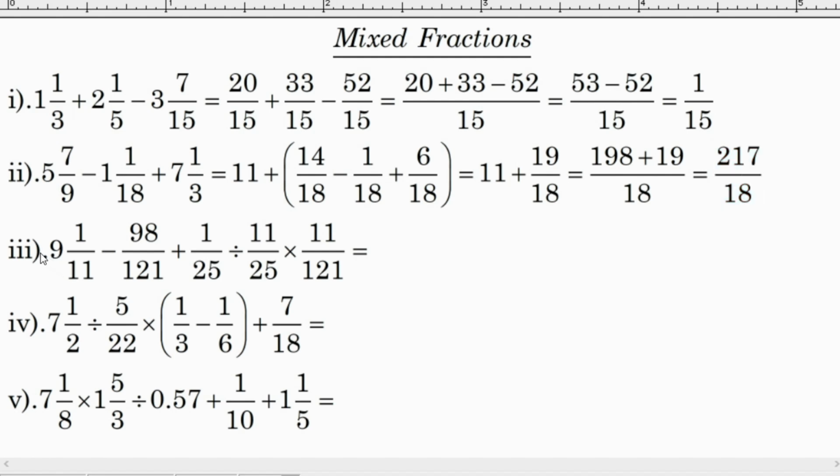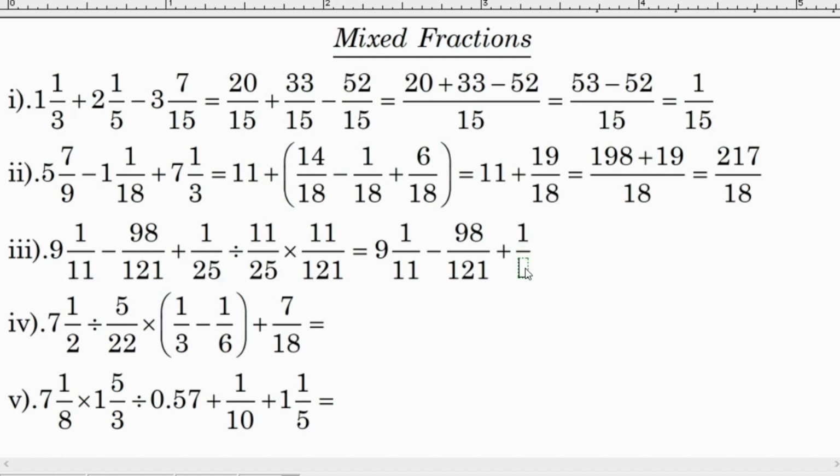Okay, so let's move to question number 3 here. So we have subtracting, adding, dividing and multiplying. So what we have to do, we have to calculate dividing and multiplying. So here, we still have this the same and then plus.